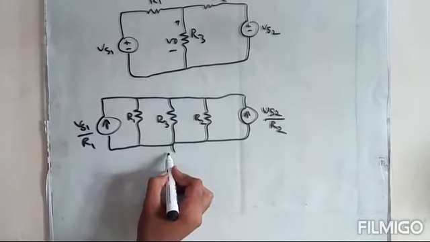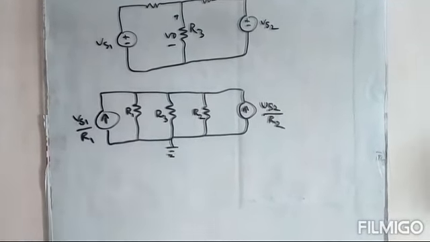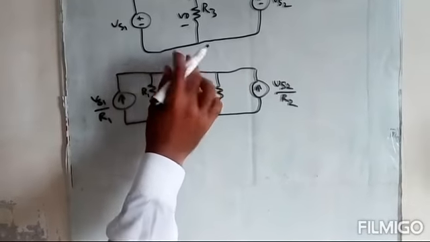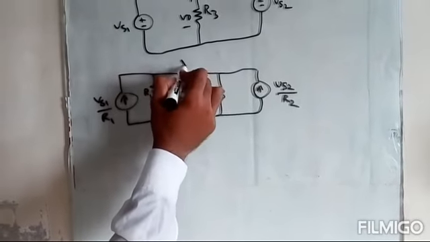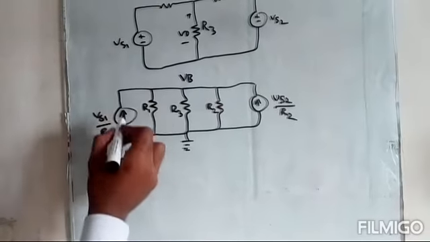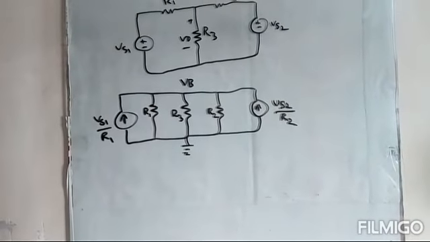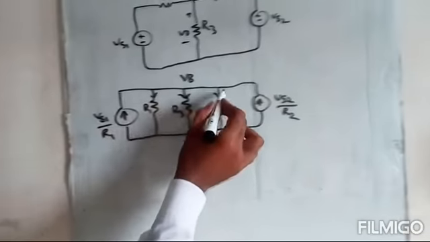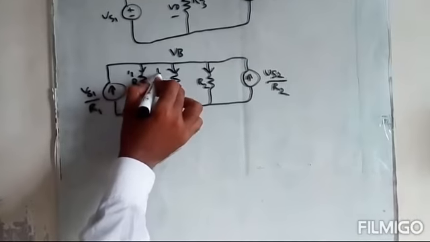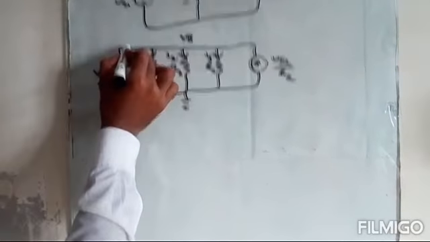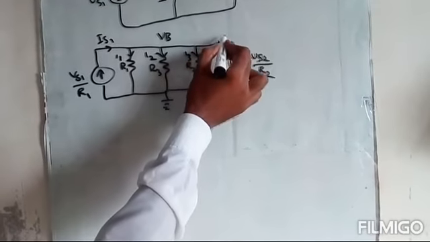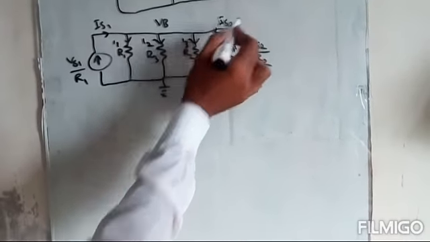Now we have only two nodes. This node we will consider as ground, and this node we can consider as VB. This is the node voltage. So we will assume current direction leaving. This is I1, this is I2, this is I3. This IS1 is entering and this IS2 is also entering.